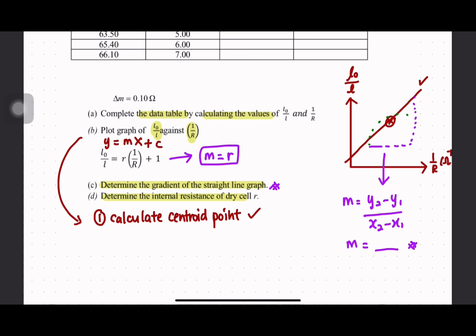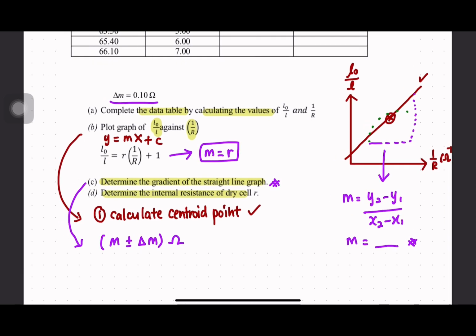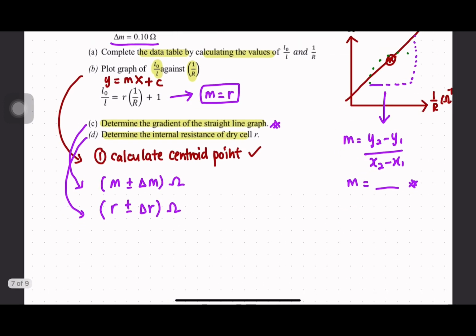When writing, make sure you write the gradient of the straight line graph that you get is M plus minus delta M. Okay, this is delta M, don't forget. So unit. And then for determine the internal resistance of the dry cell, you write R plus minus delta R in ohm. As you know, M is equal to R, so actually these two are the same thing. Then you have the internal resistance equal to the value. Okay, settle that.